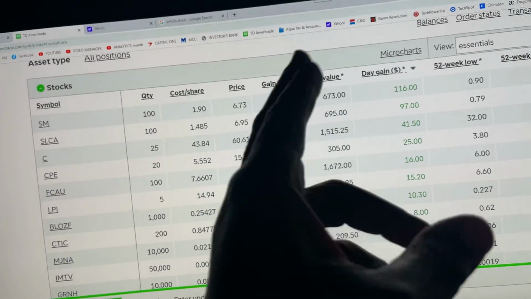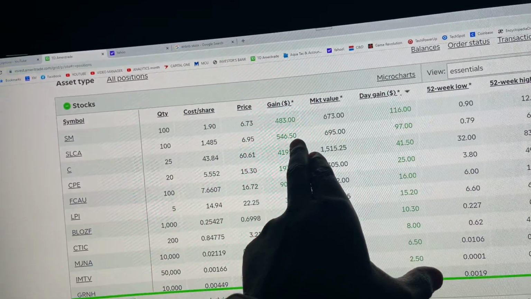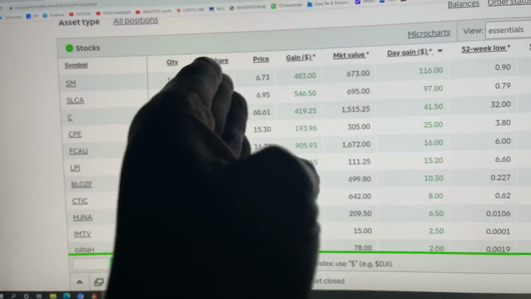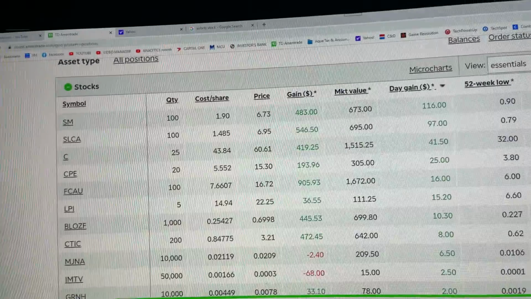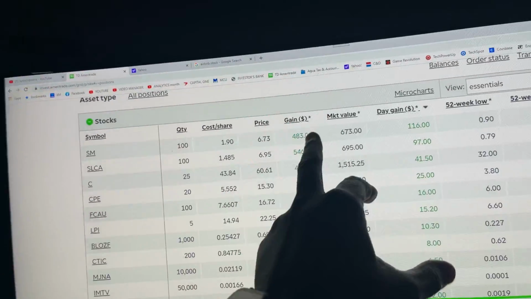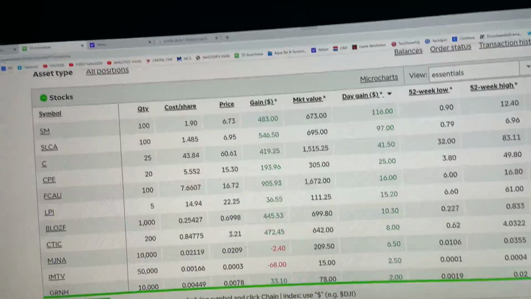What is this? Market value right now has gone up dramatically. I gained 483. I gained 546. If I were to sell out of these positions right now, which I'm not going to do, I would have made 546 and I would have made 483. If I wanted to, I could put the sell order in right now. There's a reason why I won't do that, and this is my philosophy.